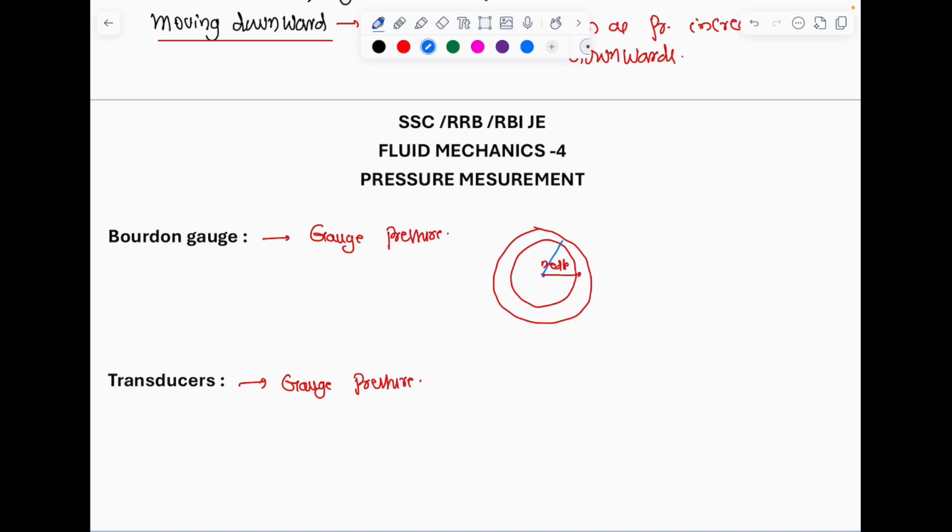Gauge pressure is directly measured. Units are newtons per square meter or Pascal, or whatever units you give it in for the gauge pressure. The Bourdon gauge is a mechanical gauge normally used in almost all the mechanical or civil systems. Transducers are electronic gauges.